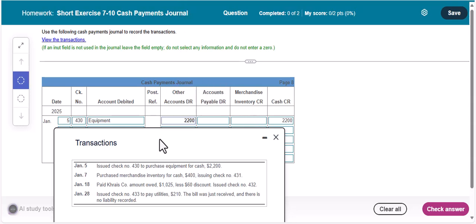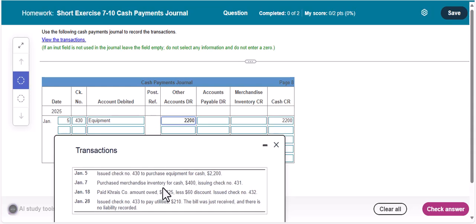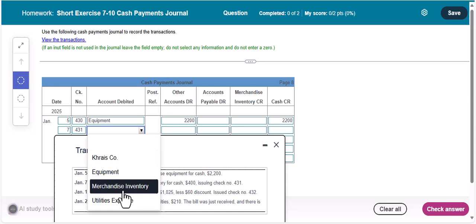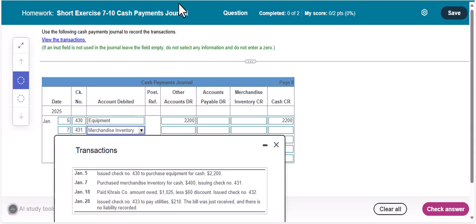So next up, on January 7th, we purchased merchandise inventory for cash of $400, issuing check 431. So January 7th is our date, and then check number is 431. And what are we getting in exchange for this cash? We are getting merchandise inventory. So we'll input merchandise inventory. And this is also another account to debit, so this is going to be 400. This is again because we don't have a merchandise inventory debit account here. We do have a credit one, however, so make sure you don't accidentally put that here. And then our credit account, of course, is going to be cash 400 to balance our transaction here.